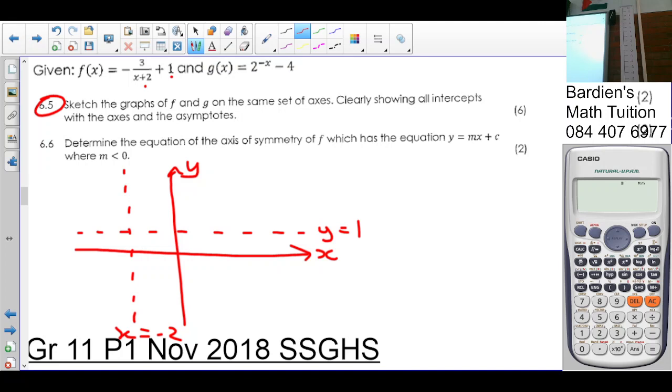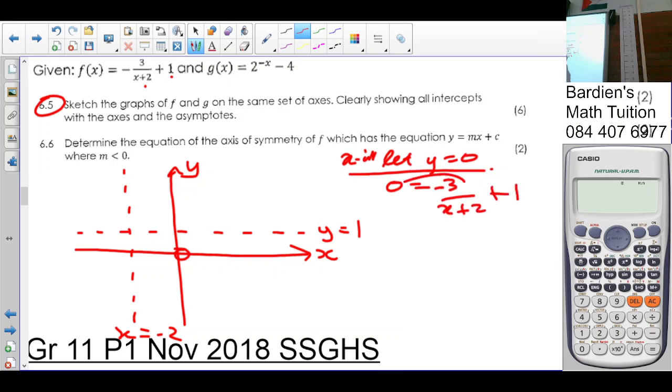Then we didn't work out our x-intercept. So for the x-intercept, let y equal 0. So 0 is equal to minus 3 over x plus 2, plus 1. So you take it over the equal sign and it becomes 3 over x plus 2 equals 1. You cross multiply, so x plus 2 is equal to 3. So x is equal to 1.